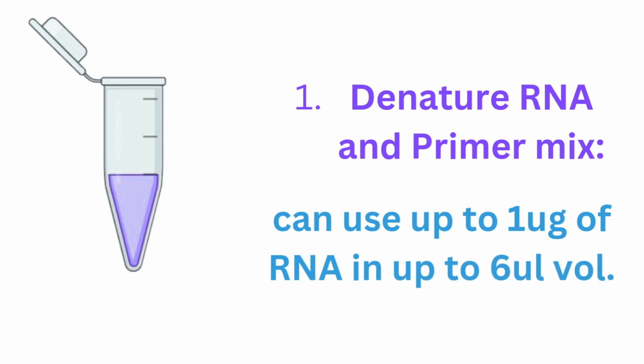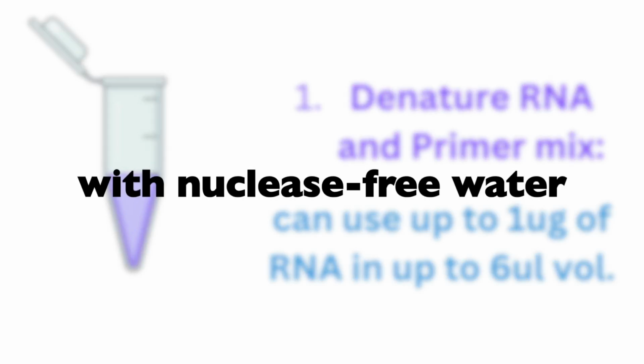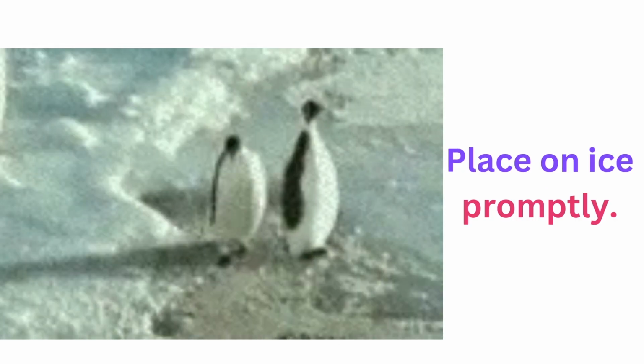Your 6 microliters can be taken up by the RNA that you're wanting to do the reverse transcription on. You can use up to a microgram of it in 6 microliters, or if your RNA is super concentrated, then just make up the volume to 8 microliters once you've added your RNA. The first step is to heat your reaction mix at 65 degrees Celsius for just 5 minutes. The tube should be briefly spun and then placed on ice immediately.